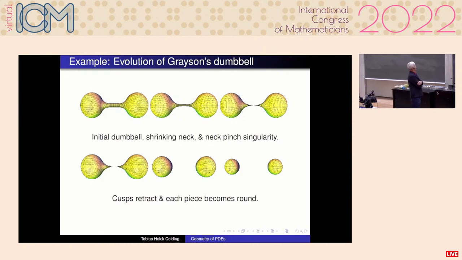You're starting with a dumbbell, and everything is shrinking, the area going down as fast as possible. In the beginning, the neck is shrinking faster than the two bells, so the neck will shrink and pinch off. You start with one component, the neck pinches off, and you're left with two components. Over time they become rounder and rounder, and shrink and disappear, both of them. In this case, where the two bells have the same size, the two almost round spheres that appear in the end will disappear at the same time.